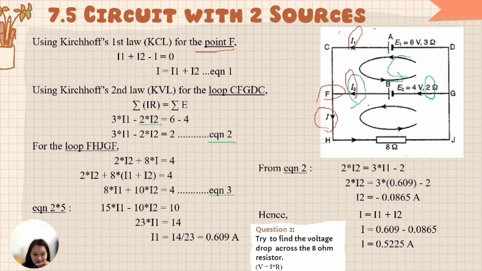Same with equation 3. Then equation 2 times 5 plus equation 3, we can get this equation. Then I1 is found. I2 is also found by substituting the I1. Then I is found by substituting the I1 we found here, and the I2 we found. Here is a question. Try to find the voltage drop across the 8 ohm resistor. So we just multiply the I squared with the 8 ohm. The answer we can get is 4.18 watt.